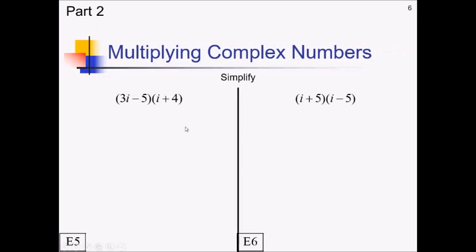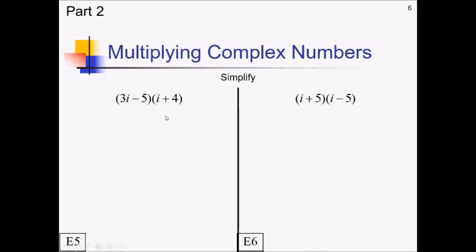For this next set of examples, we are multiplying complex numbers together that are a little more complex than what we did before. These have both non-zero real and imaginary components to them. So pause the video and see how far you get on example 5.